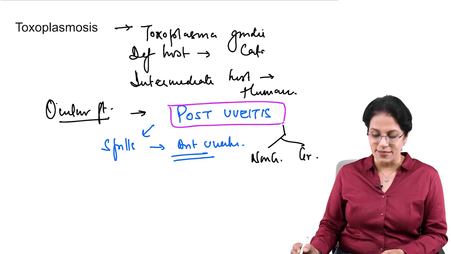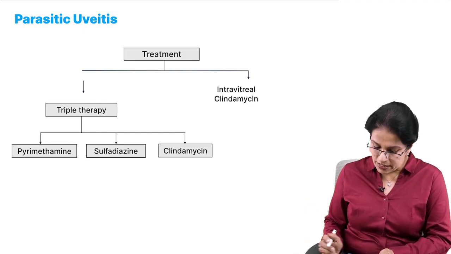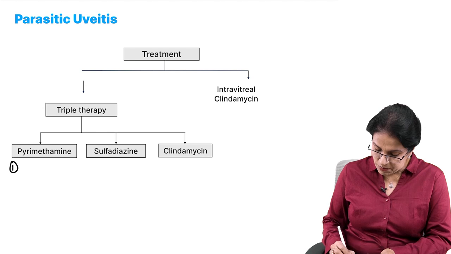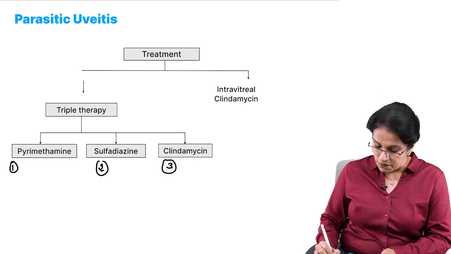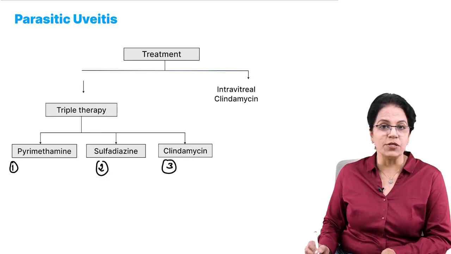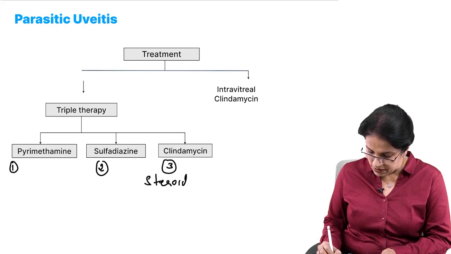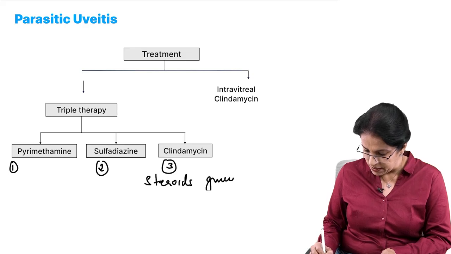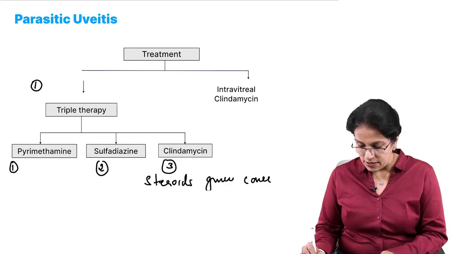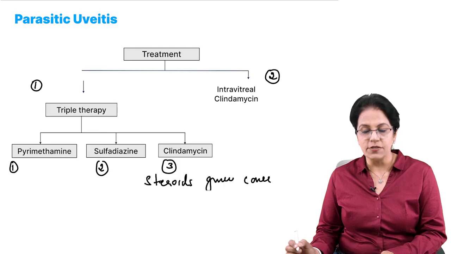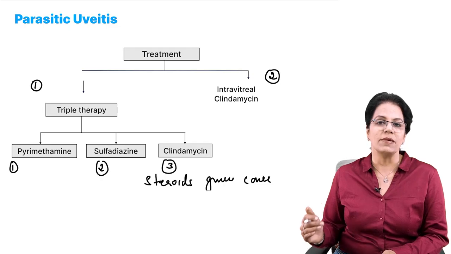This is toxoplasmosis. Let's talk about the treatment. Very important is the triple therapy, where we are giving pyrimethamine, sulfadiazine and clindamycin. Under this cover, we may need to manage with steroids. Steroids are only given under the cover of these three drugs, when needed. Secondly, another option is intravitreal clindamycin.